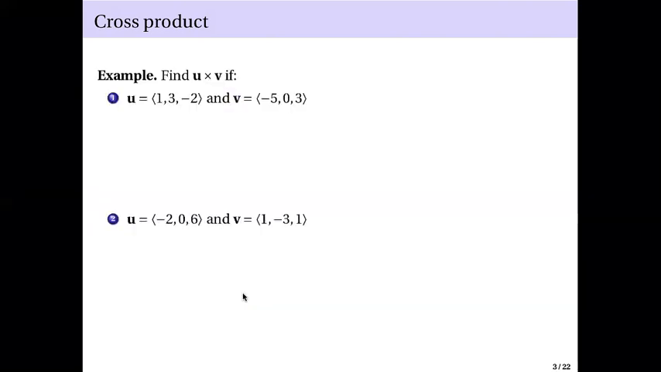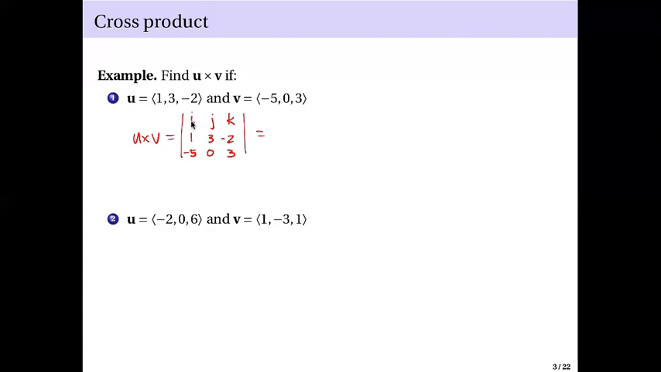So for example, let's have u and v here, and then let us calculate the cross product u cross v. Again, let us use that determinant notation. So you have u cross v. This is the determinant i, j, k, and then you have 1, 3, negative 2, and then negative 5, 0, 3. So you can do the cofactor expansion from here.